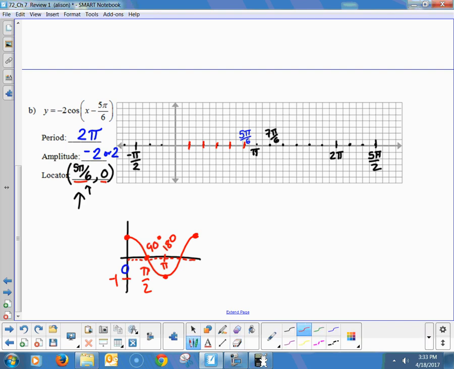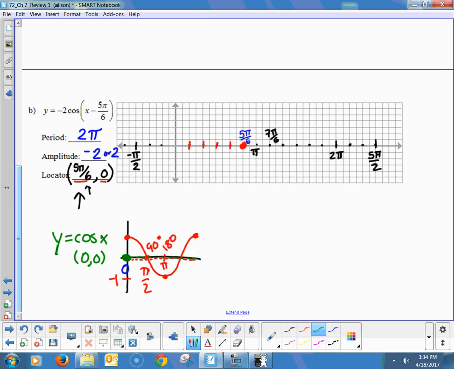Okay, so we plotted the locator. There it is, 5 pi over 6, 0. Note that a locator for a cosine wave is not actually on the wave. If this is my graph of y equals cosine of x, my locator is at 0, 0, but the green dot isn't even on the wave. It's just telling me where the center line of the wave is.